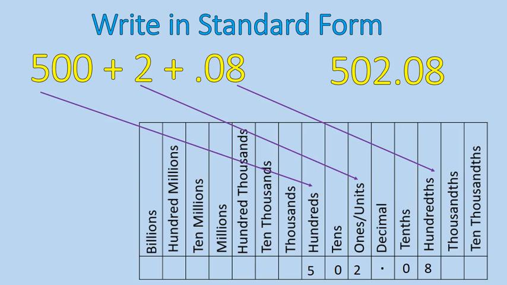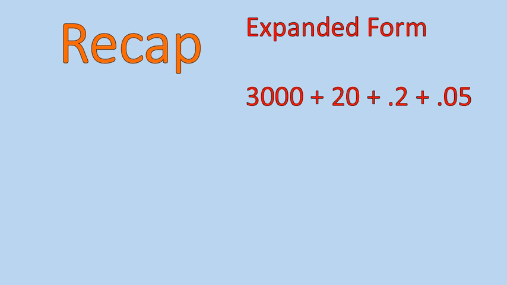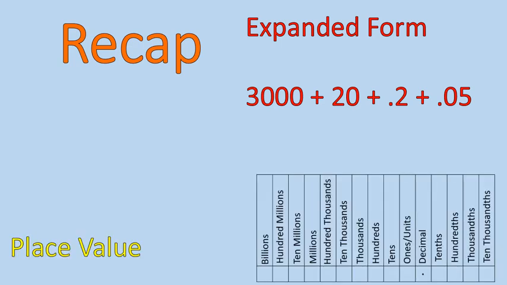If so, great job. So just a quick recap. We talked about expanded form, which would look like this, where we write each number from the place values out. We talked about place values and used our place value chart or the place value table.